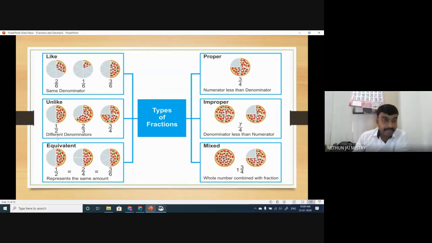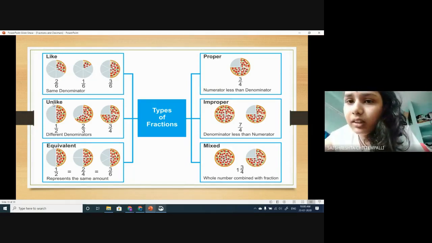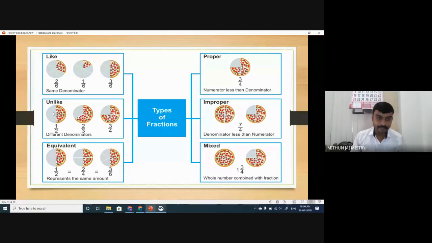Similarly, if the fractions are having different denominators, like you see here, we have 2, we have 3, we have 4. So all are different denominators. Such fractions which are having different denominators are called unlike fractions. Yes, unlike fractions. Correct.